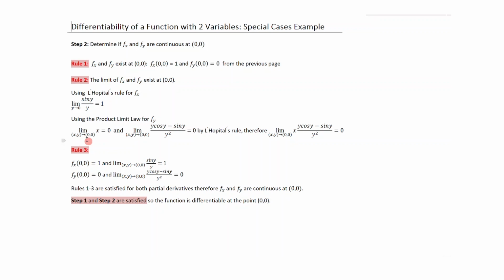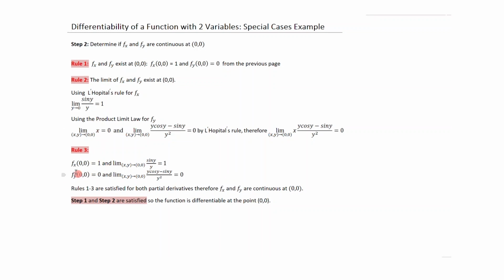So if we have the limit of x equals 0 is equal to 0 as (x,y) approaches (0,0), and the limit of the expression that you see here as (x,y) approaches (0,0) equals 0 by L'Hopital's rule, therefore by the product limit law, the limit of the product of the two exists, and in fact it will be 0, and it's just the product of the two. All right, so check 1, check 2, and now rule 3.